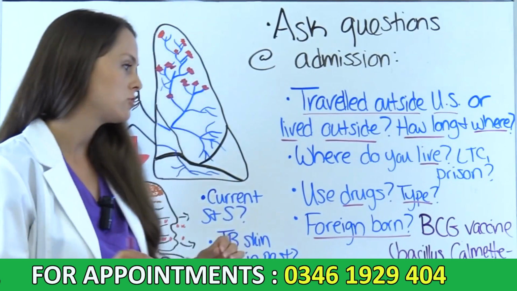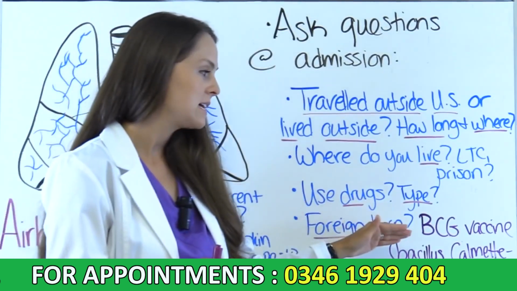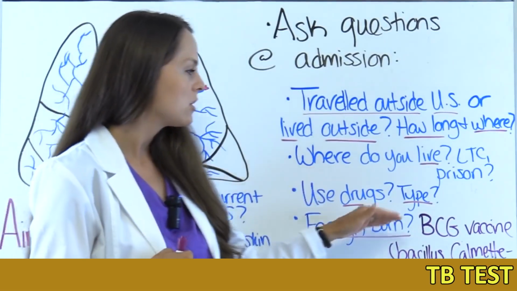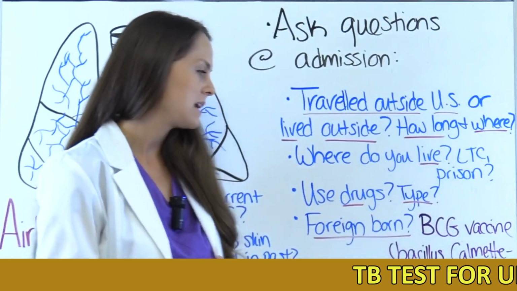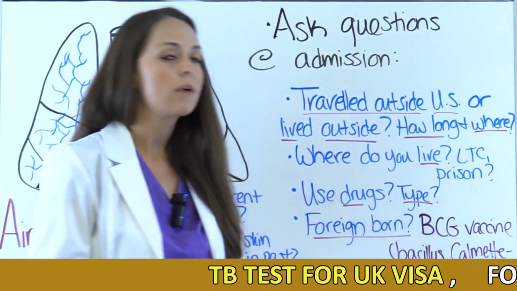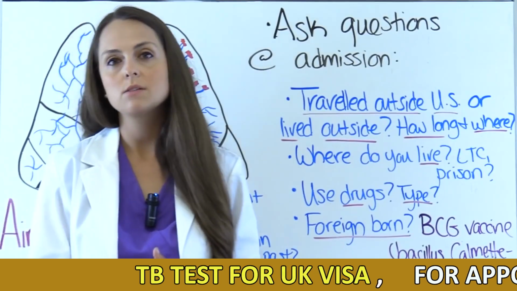Because in some countries, they give the vaccine to prevent tuberculosis because they have high rates of tuberculosis, called the BCG vaccine, also known as the Bacillus Calmette-Guerin vaccine, and this prevents tuberculosis.